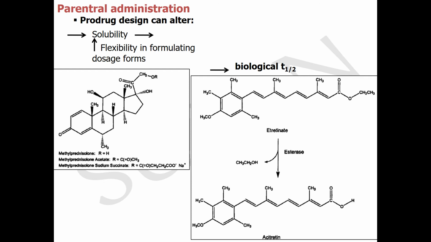Here I have the importance of changing the biological half-life, because both the drugs, etretinate and acitretin, are teratogenic. So it's important, for example, for a female patient who would like to become pregnant and suffers from psoriasis. In this case, it is recommended to take a shorter half-life drug, which is acitretin, that will be cleared from her body within a reasonable period of time.